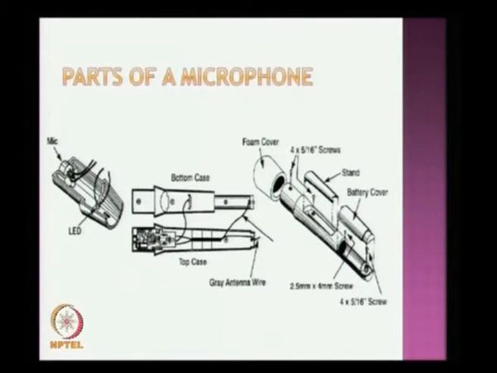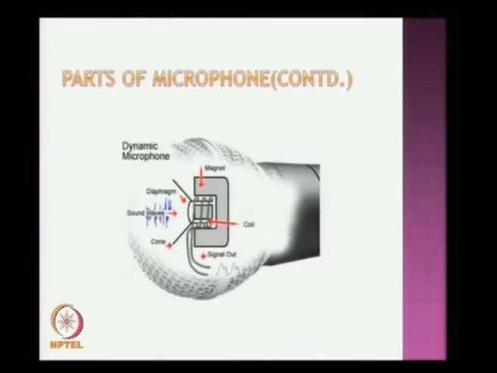The figure shows the exploded view of a cordless mic which is usually used. As you can see, the main parts are the mic, LED indicator, antenna, foam cap, etc. This figure shows a close-up view of the sensor. As the sound waves hit the diaphragm, the corresponding acoustic signal is converted to an electric signal using the principle of electromagnetic induction. This electromagnetic induction takes place mainly because of the vibrations caused in the diaphragm.